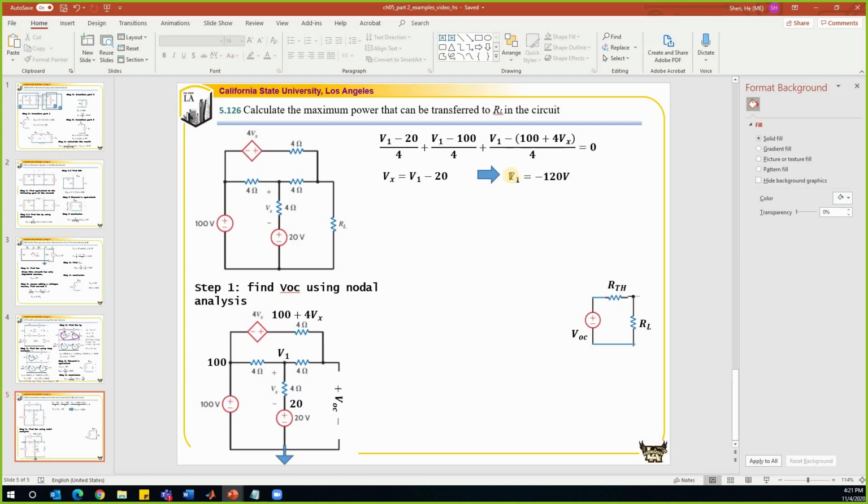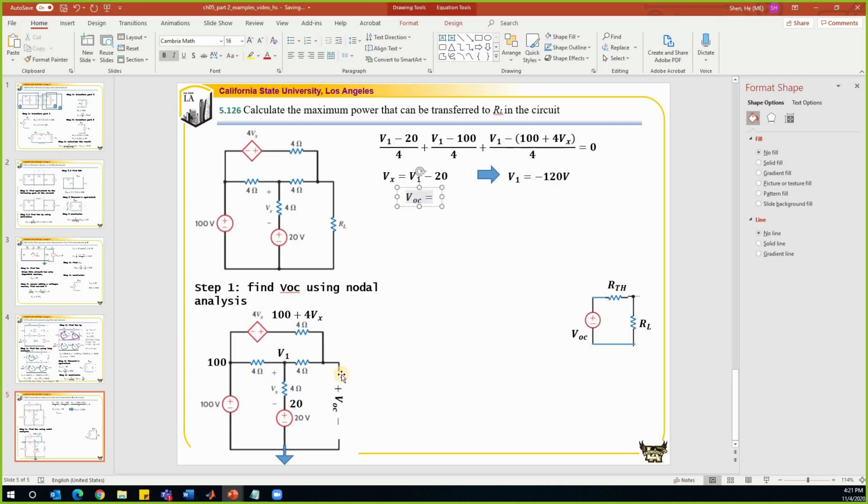And now I can find VOC. VOC is the voltage here. I'm going to count the voltage drop on this 4 ohm resistor plus this Vx plus 20. So from the top we find Vx already.